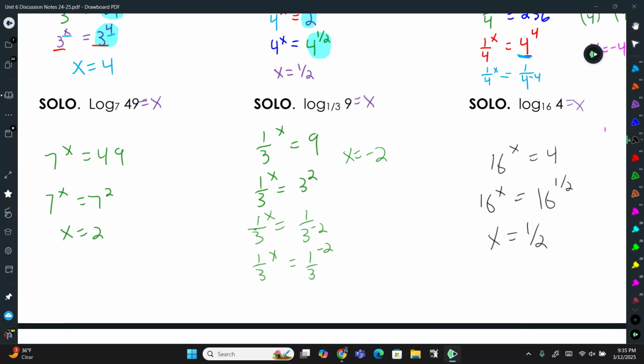All right, so these are the answers you should have gotten. And again, that middle one might have been more difficult because you had to deal with a negative exponent. These problems do require a bit of thinking because you're trying to get your bases the same. Like for this last solo problem, we want the bases to both be 16. Well, we can only do that if we change 4 into 16 to the 1/2 power. And we can do that again because the square root of 16 is 4.